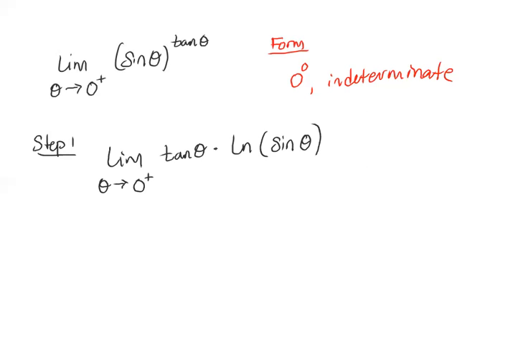Okay? I need to figure out what the form of this is. The form of this is, again, as theta approaches 0, tangent of theta approaches 0. So that first term will have a limit of 0 as theta approaches 0. This next term, well, the sine of theta is approaching 0 from the right.